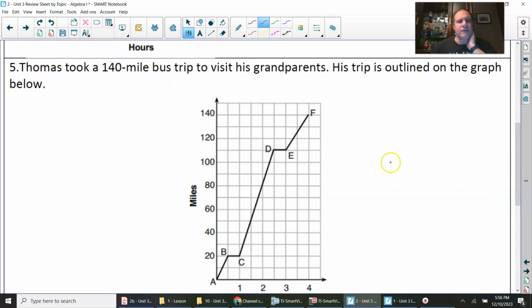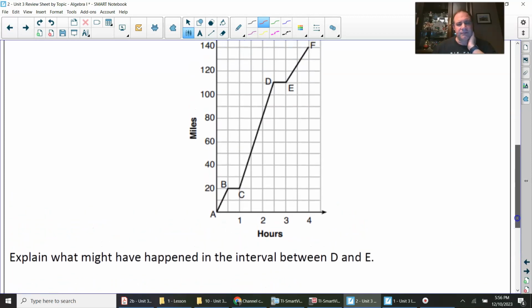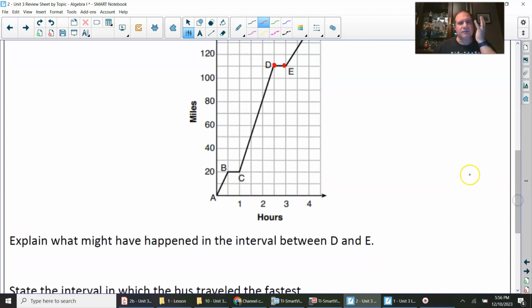Thomas took a 140-mile bus trip to visit his grandparents. His trip is outlined on the graph. Explain what might have happened in the interval between D and E. So he's starting on the bus trip. Something happened B to C. The hours go by. The miles are increasing. Then all of a sudden from D to E, they stopped for a short break because the hours are going on and the miles are staying the same.